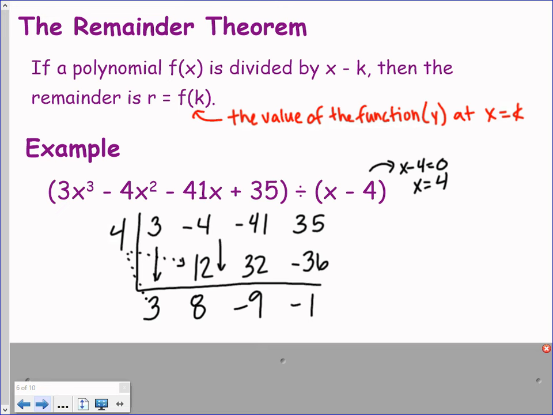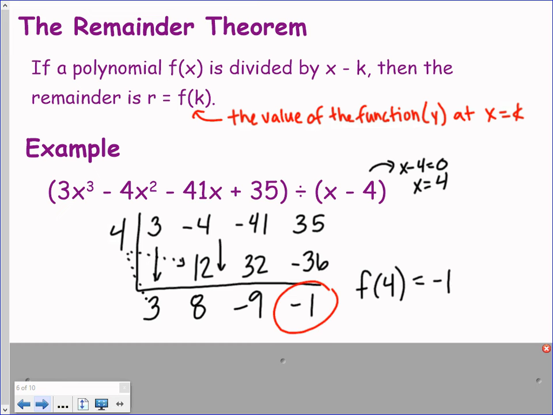Now, the video that you watched over the weekend will talk about rewriting this as a quadratic: 3x squared plus 8x minus 9 minus 1 over x minus 4. And so if you need to see that piece, how to write the new polynomial, you can. But what we're looking at is with the remainder theorem, this value at the very end, that's your remainder. And the remainder is equal to f of k. So what this is saying is that for f of 4, we're equal to negative 1.